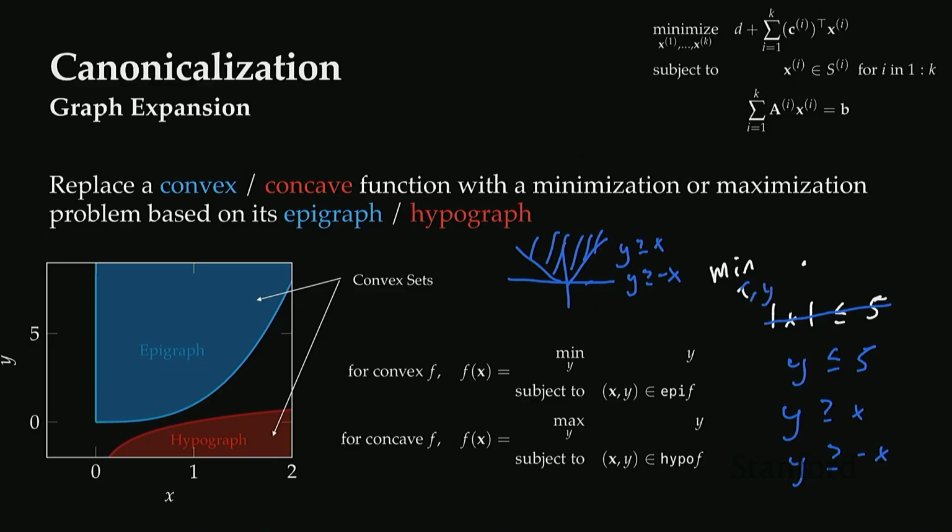So these are equivalent, but you've suddenly turned this really annoying constraint into just a bunch of linear constraints. So if everything else was linear, then all of a sudden this just becomes an LP, which is pretty cool.